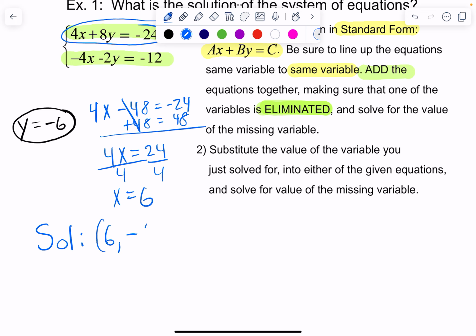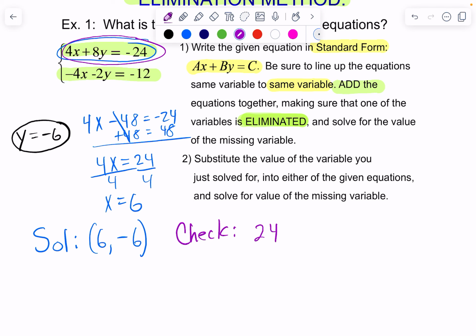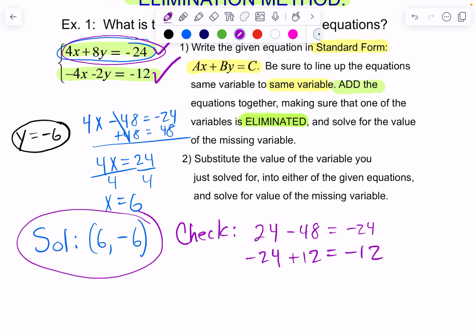I'm not going to check the solution for all of these in this video, but I will remind you that checking is very important and useful because it makes sure you didn't make any errors. So for example, let's check the first equation here. 4 times 6 is 24. 8 times negative 6 is negative 48. When added together, does equal negative 24. Works for the first one. Negative 4 times 6 is negative 24. Negative 2 times negative 6 is positive 12, which equals negative 12. And they both work. So 6, negative 6 is the solution.